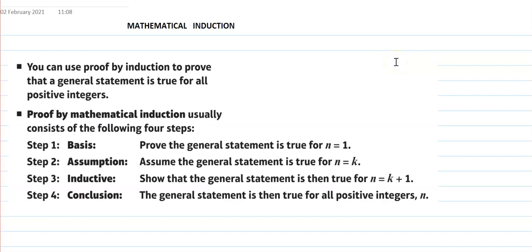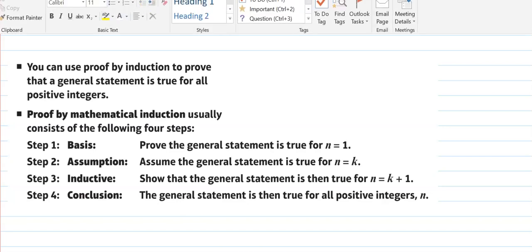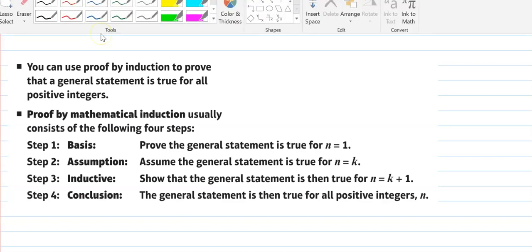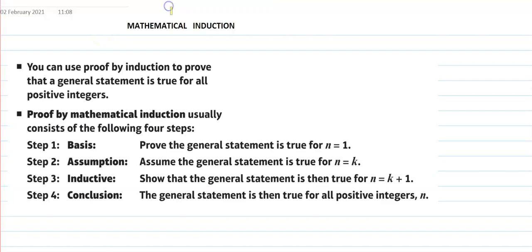We are learning mathematical induction today. These are the rules which we are going to follow. First rule: we will check whether the given equation is true for n equal to 1 or not. This will be our step 1, called the basis, where we check whether the given equation is true for n equal to 1.